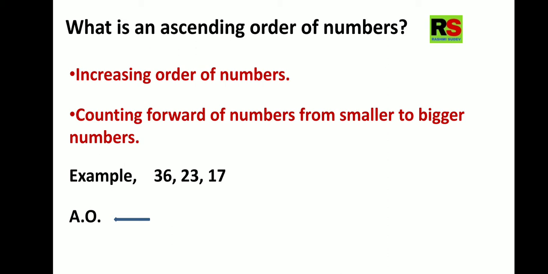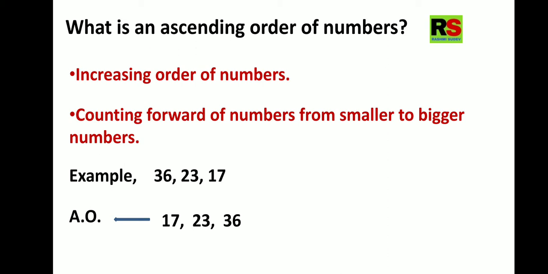Increasing order means you have to write the smallest number first. So in the given numbers, which is the smallest number you see? Yes, it is 17. So you have to write 17 first. Then which is the next smallest number? Yes, it is 23. So finally you have to write the remaining number. The remaining number is 36, and 36 is your biggest number. So you have arranged the given numbers into ascending order.